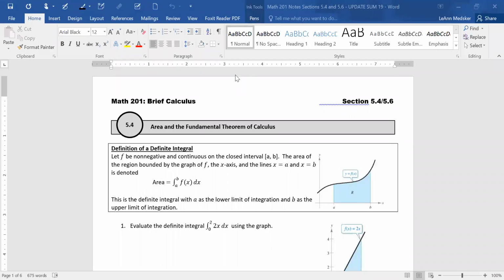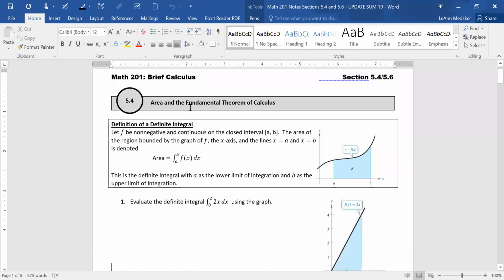All right, Math 201 students, this is the last pre-video for the semester over section 5.4 and 5.6. We're going to be looking at some applications of what we learned about integration. And section 5.4 is area and the fundamental theorem of calculus.